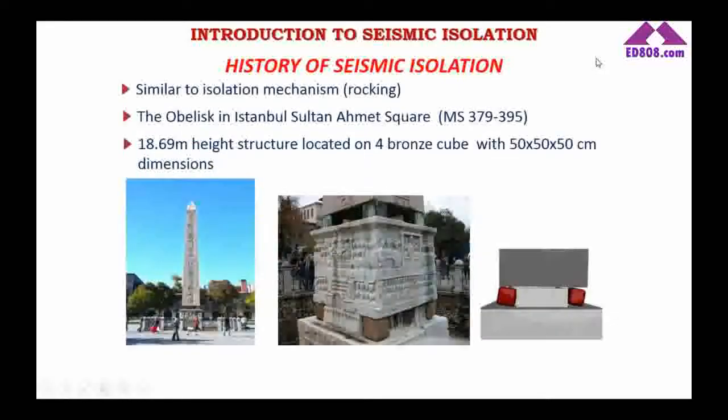Let's see one more example from history. The obelisk in Sultanahmet Square of Istanbul. We cannot definitely call it a seismic isolated building, but it's very similar. It has a rocking motion. There are 4 bronze cubes below this obelisk, and during an earthquake, these bronze cubes rock. They make a rocking motion, and this obelisk, which is very slender, is still there. When you go to Sultanahmet Square in Istanbul, you can see this obelisk there. It's amazing. This is also seismic isolation.